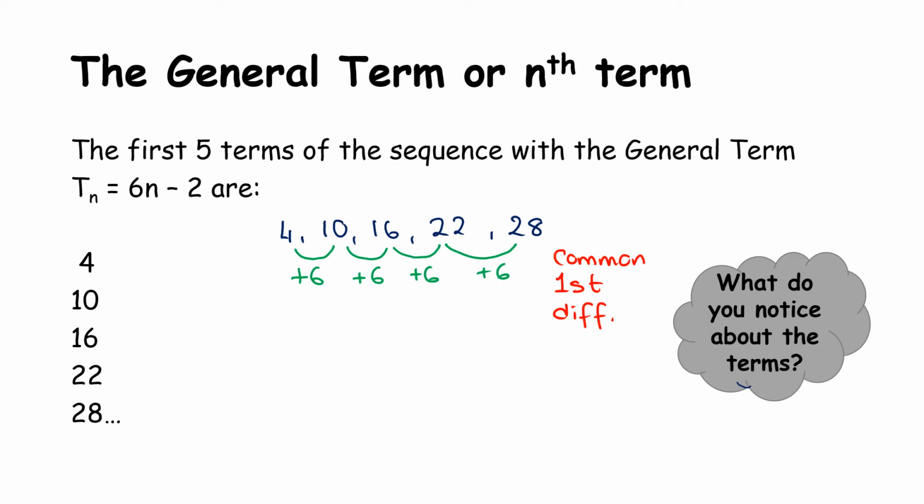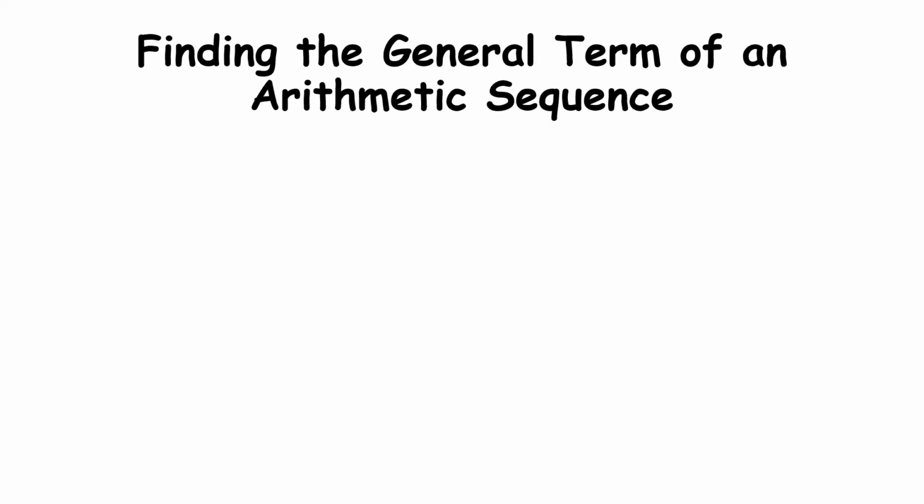Now, take a look at that common first difference, and let's go back to the formula that they gave us, or the general term. Notice, and it's not a coincidence, that this common first difference, which is 6, appears as the coefficient of n. So that, like I said, is not a coincidence. And then the minus 2 is the correction that it would need. So let's take a look at how we could use this to our advantage.